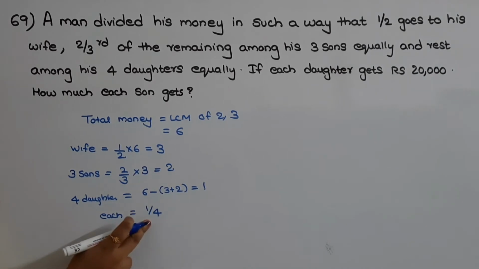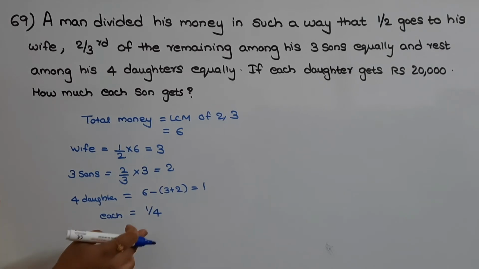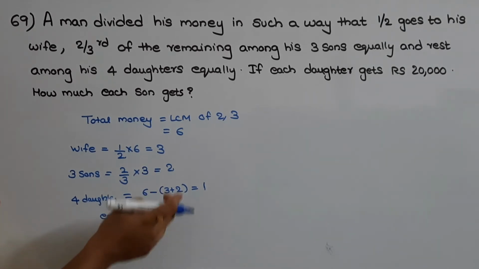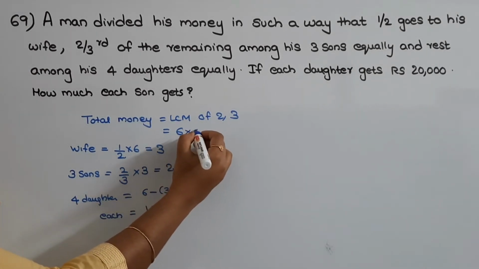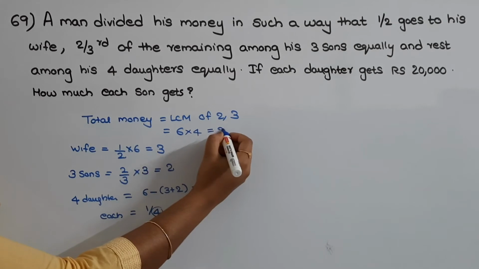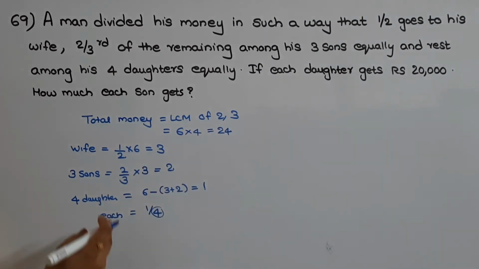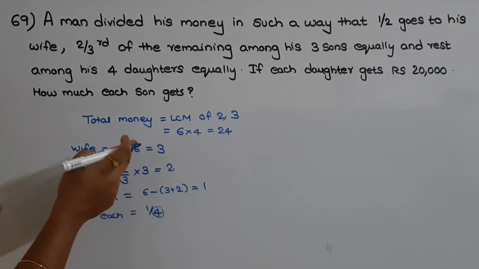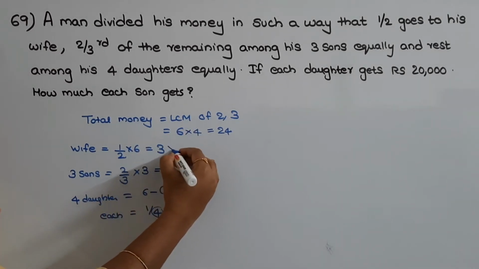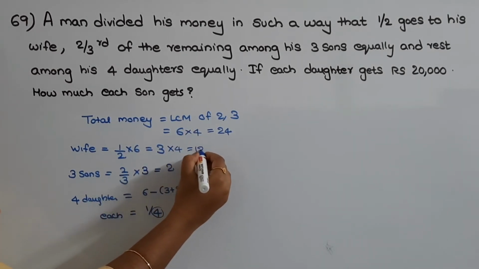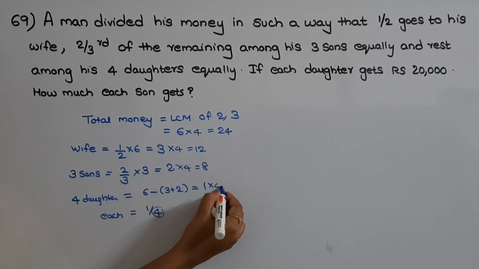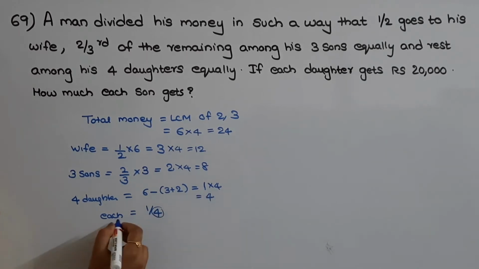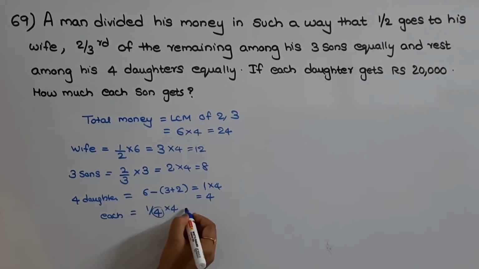Okay, now this is a fraction, so let us avoid the fraction for easy calculation. For that we need to multiply this LCM by this denominator. So multiply this 6 by this 4. So the total money will be now 24. Now multiply every value by 4. So this will be now 3 into 4, that is 12. This will be 2 into 4, that is 8, and this will be 1 into 4, that is 4, and this will be 1/4 into 4, that is 1.